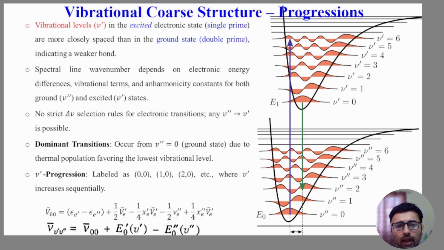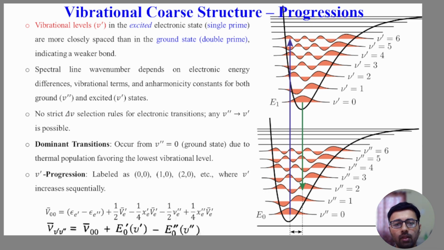To understand which transitions are most likely, we must consider thermal population of the vibrational state. At room temperature, most molecules occupy the lowest vibrational level, which is nu double prime equal to 0. Higher vibrational levels contain very few molecules. Therefore, most electronic transitions originate from the nu double prime equal to 0 level.